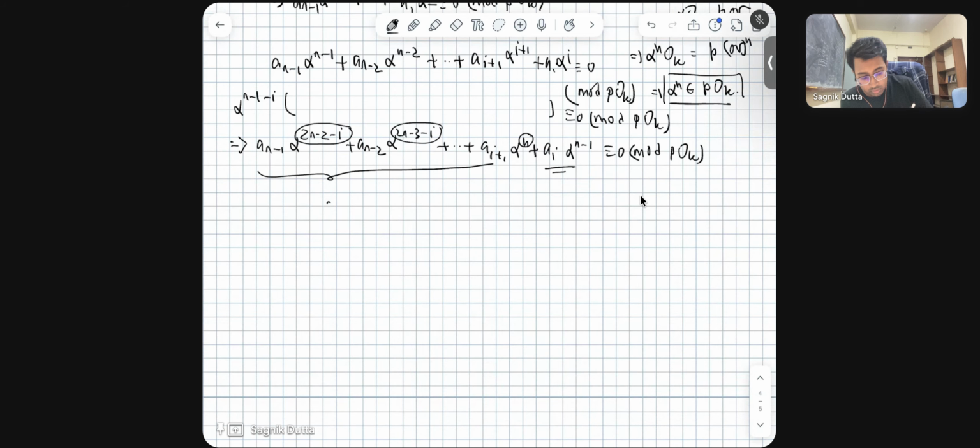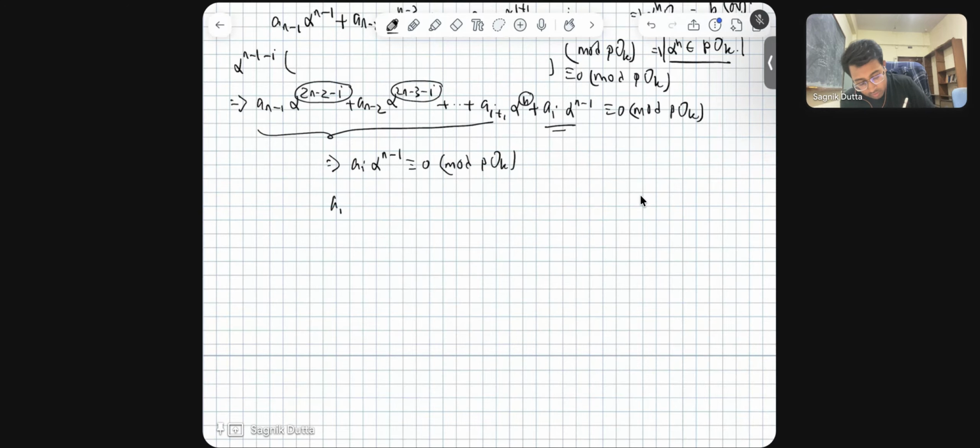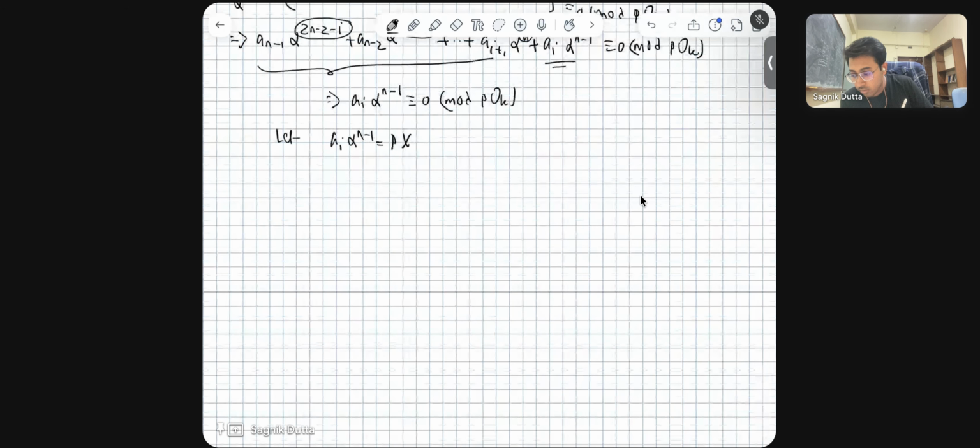So the upshot is this is also divisible by p, right? And now this is easy, you just take norm on both sides. So if I write this as p times x, you take norm on both sides, you get a i to the n, because a i is basically an integer, you get the norm of alpha to the power n minus 1, you get the norm of p, which is just p to the n, and you get the norm of x.